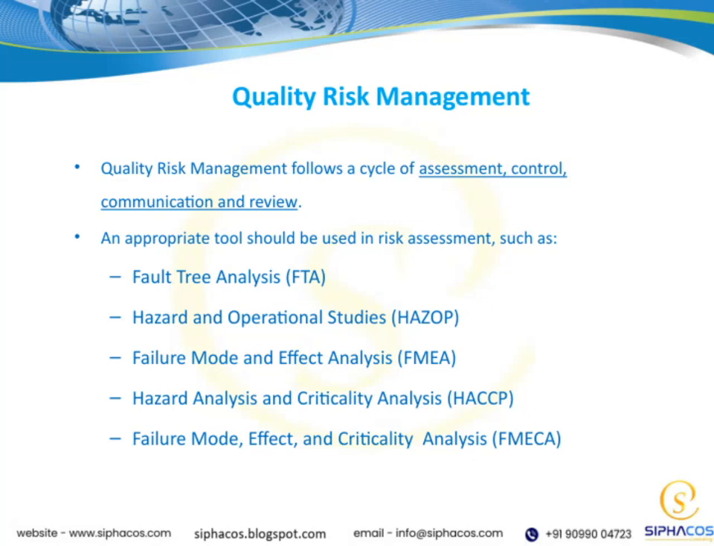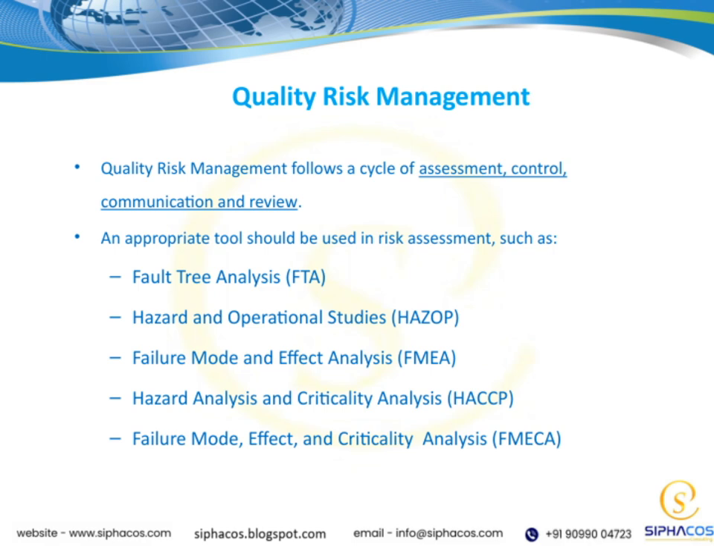Now, let's talk about the cycle of quality risk management. It's a continuous process that involves assessment, control, communication, and review. Each step is crucial to effectively managing risks throughout the product lifecycle. During assessment, we identify potential hazards and evaluate their impact. Control involves implementing measures to mitigate or eliminate these risks. Communication is about sharing this information clearly with all relevant stakeholders to ensure everyone is aware and aligned. Finally, review allows us to revisit and refine our risk management strategies based on new data or changes in the process.